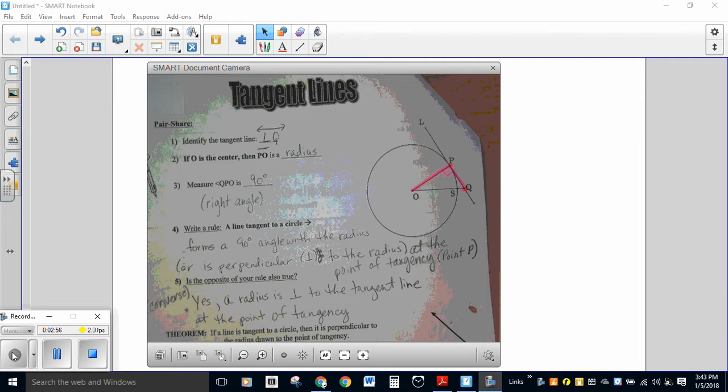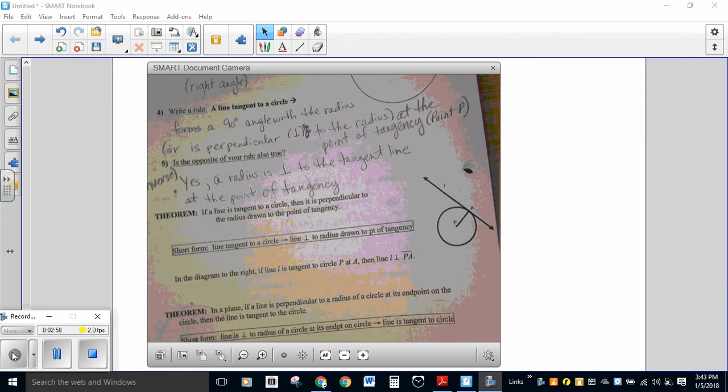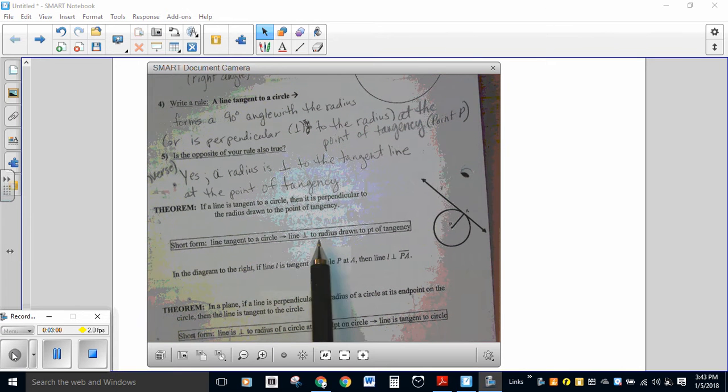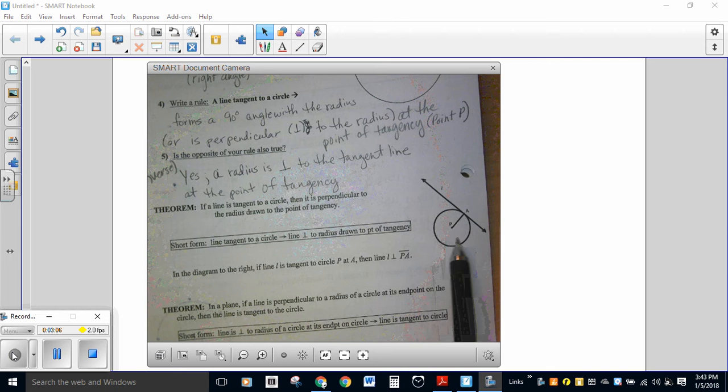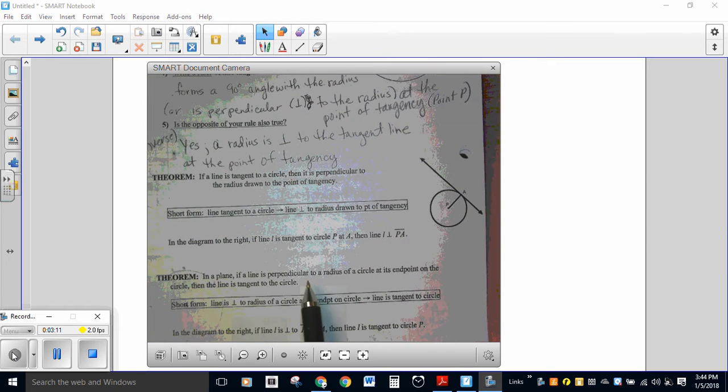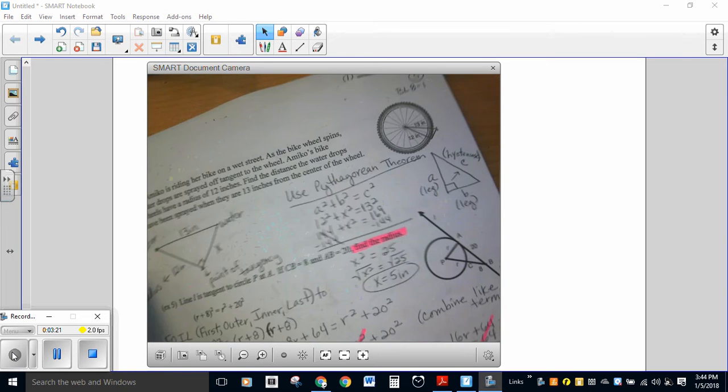Then the next part just goes over the theorems. If a line is tangent to a circle, then it is perpendicular to the radius drawn to the point of tangency. Then it describes over here what's going on in the picture. And then the other theorem is in a plane. If a line is perpendicular to a radius of the circle at its endpoint on the circle, which would be the point of tangency, then the line is tangent to the circle. All right, then we get over into the problems.